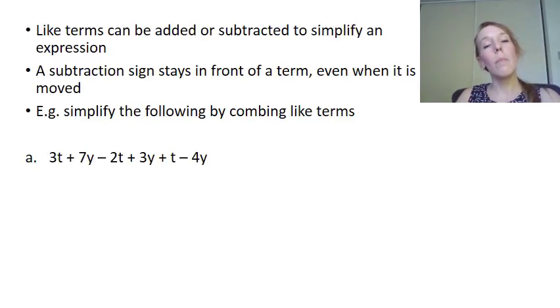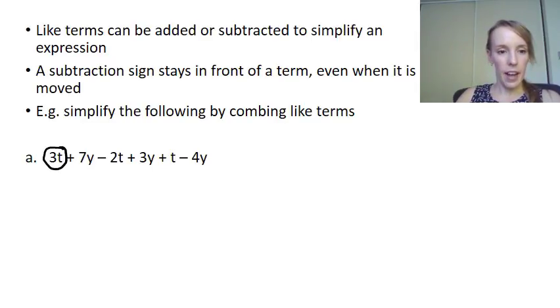Normally I'll move terms around so that we've got all the like terms together, and if there's a subtraction sign in front of a term, it will move with it. So we'll do an example here, hopefully that'll come a bit more clear. We have to simplify the following by combining like terms. The first thing I like to do is just highlight the like terms. So 3t, and here we've got a 2t, and we're going to take that subtraction sign with it.